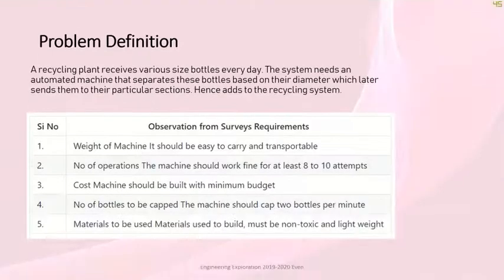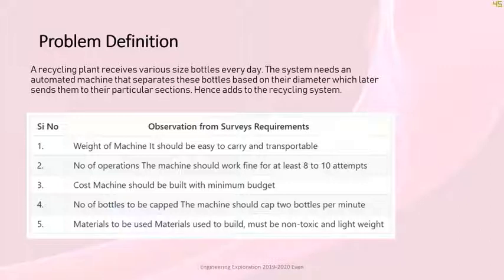Problem definition. A recycling plant receives various size bottles every day. The system needs an automated machine that separates these bottles based on their diameter, which later sends them to their particular sections, hence adding to the recycling system.